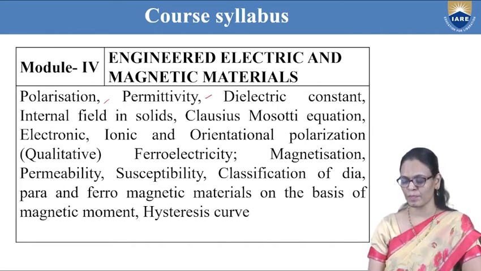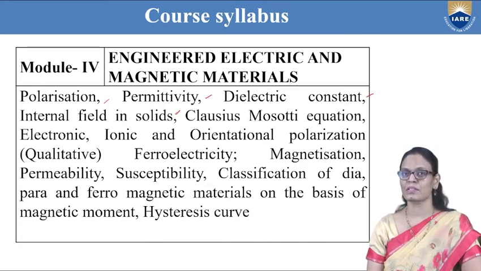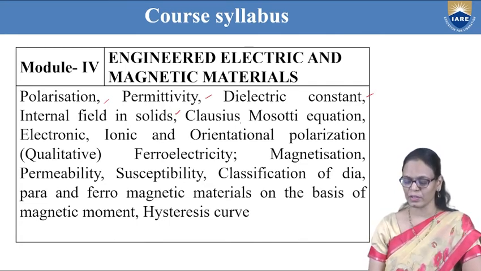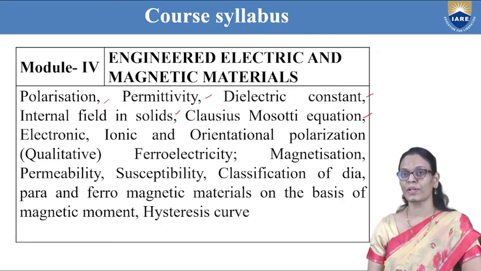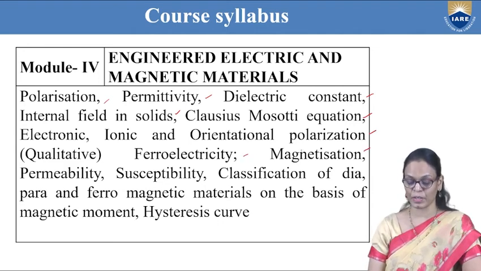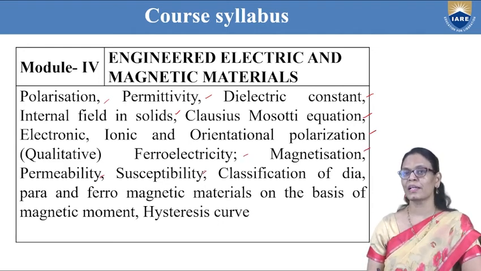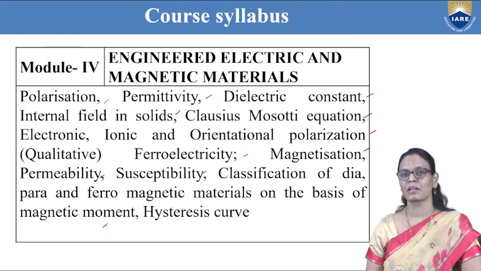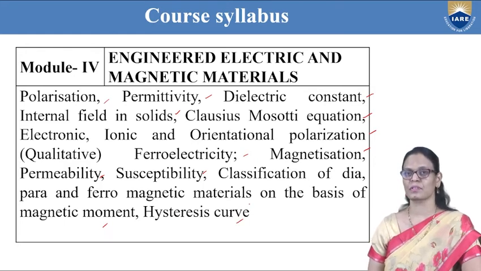Polarization, permittivity, dielectric constant, then internal field in solids. How is the internal field? Then Clausius-Mossotti equation, electronic, ionic and orientational polarization, ferroelectricity, magnetization, permeability, susceptibility, then classification of materials into para, dia and ferro on the basis of magnetic moment, and then finally the hysteresis curve.